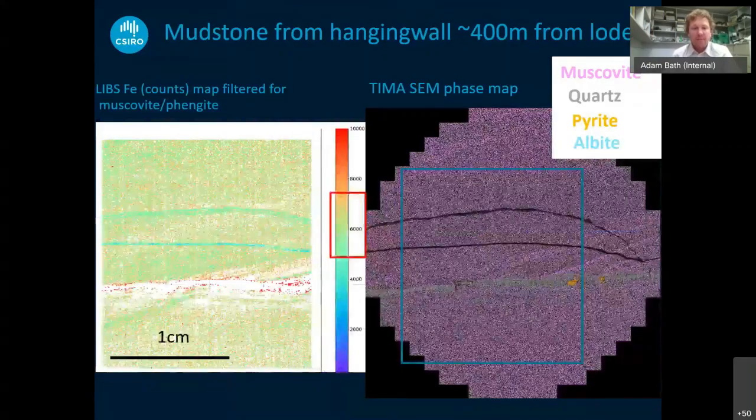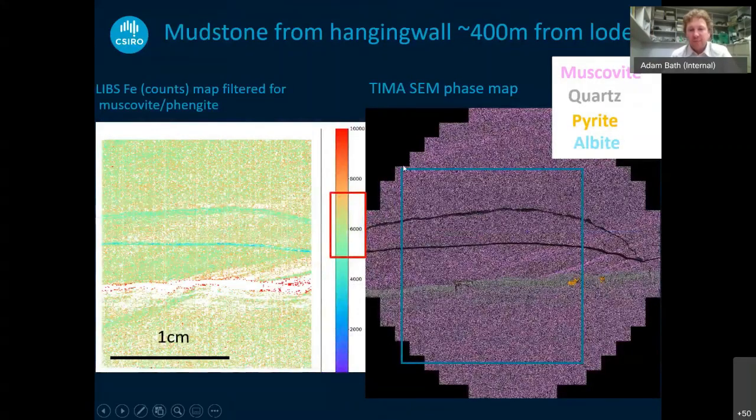So this is a map. This is our TIMA map of a mudstone. The pink being muscovite, and there's grey in there with quartz. There's also pyrite. What I've done here is I've gone through and just filtered from the live spectra the pixels that are white mica, that are essentially either phengite or muscovite. And as you can see, this is for iron.